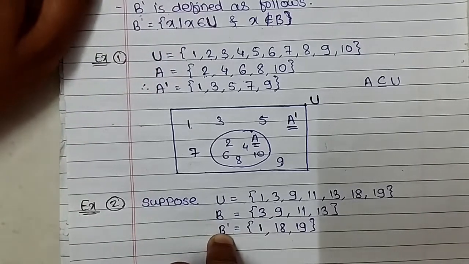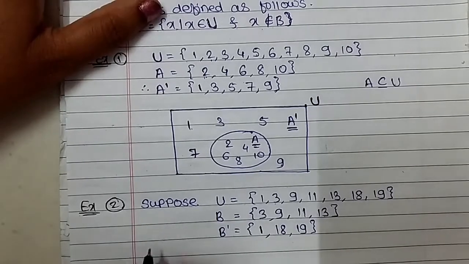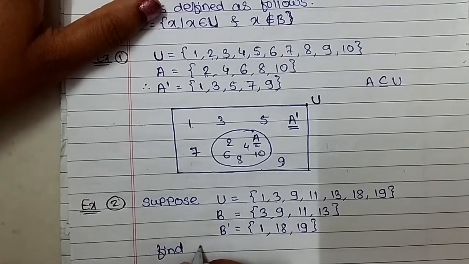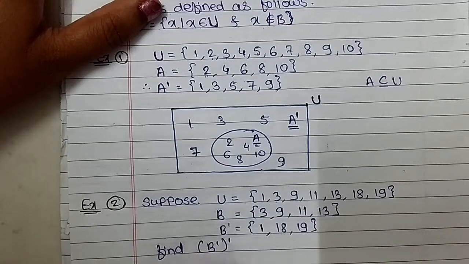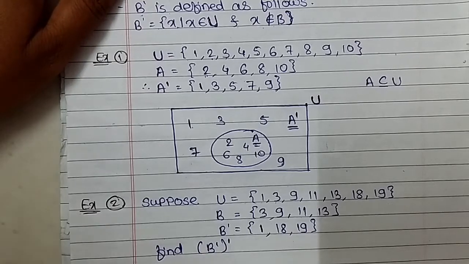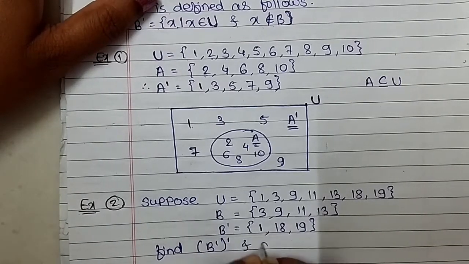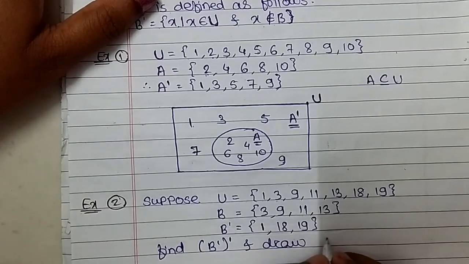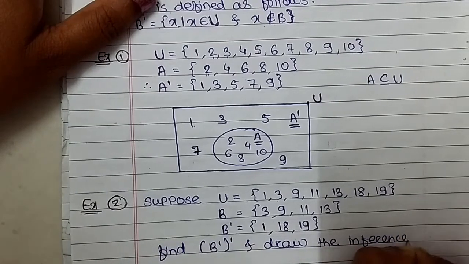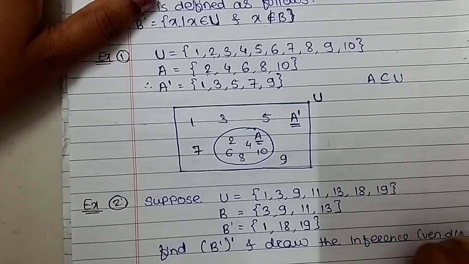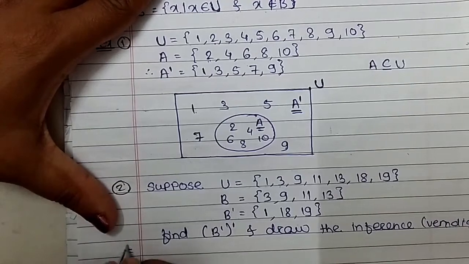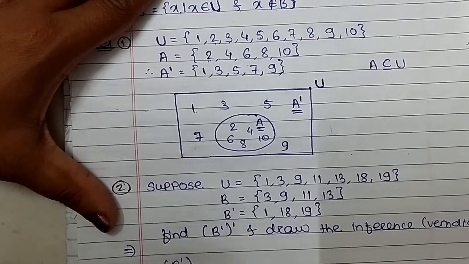So next thing is what? Find B's complement's complement, and draw the Venn diagram here. Okay, and you have to draw the Venn diagram. So just look here. We want to calculate B's complement's complement.